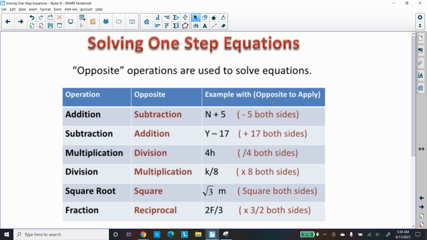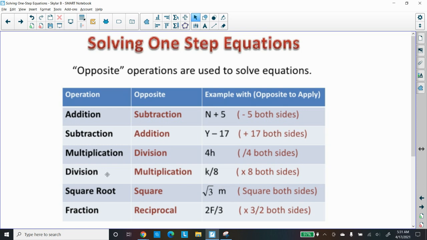So remember, you're doing the opposite to both sides of the equal sign. If you're subtracting, the opposite of subtraction is addition. So y minus 17, the opposite of subtracting 17 is adding 17 to both sides of the equal sign. If you're multiplying, the opposite of multiplying is division. So if you have 4h, which means 4 times h, the opposite of multiplying by 4 would be dividing by 4. That slash is the way you can also write divide, or the fraction bar. So you do a division by 4 on both sides of the equal sign.